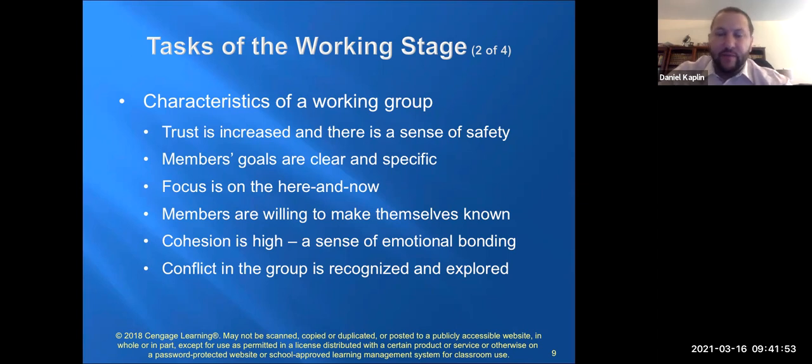Cohesion is close. Everyone feels a bond to one another. Wherever there's conflict, it's identified, recognized, and explored. Remember, we said in a transition stage that conflict is not a bad thing. Conflict can result in closeness, can result in intimacy. So at this point, the members of the group can identify conflict. They can healthily address conflict. They could explore the sources of conflict and so forth.